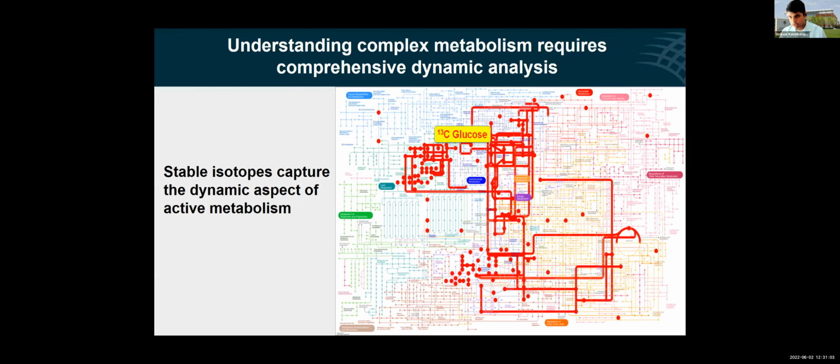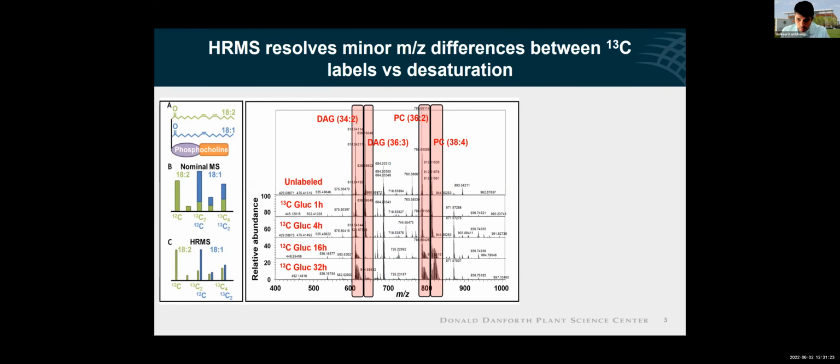So understanding complex metabolism requires comprehensive dynamic analysis. And in the Allen and Young labs, we use stable isotopes such as 13C glucose and mass spectrometry to trace the movement of carbon in order to capture the dynamic aspects of active metabolism. People in this audience should be familiar with and can appreciate that HRMS has enabled us to distinguish the minor mass charge differences between isotopic labeled versions of carbon of fatty acids, and also the desaturation that can otherwise be indistinguishable if you're using nominal resolution.